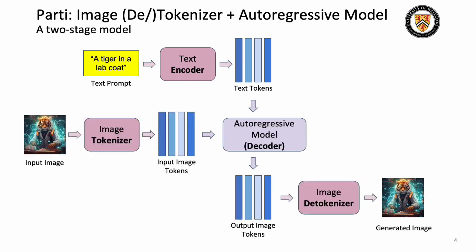So in the context of the training process in Party, both images and text are converted into tokens. First, an image tokenizer breaks down an input image into the corresponding image tokens, which are essentially the visual syllables of the picture. These tokens are then processed by an autoregressive model, particularly the decoder part of a transformer network. The output is a series of new image tokens. Finally, an image detokenizer reassembles these tokens into a coherent generated image that visually represents the initial text prompt.